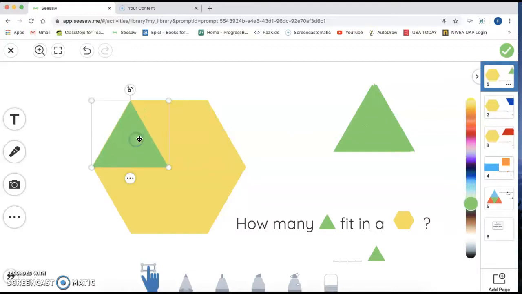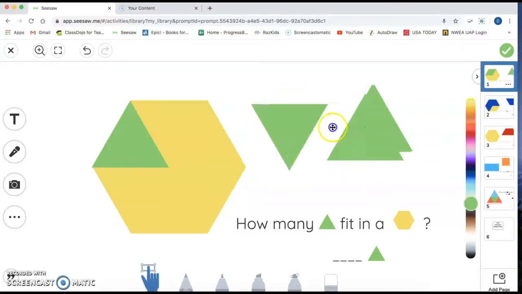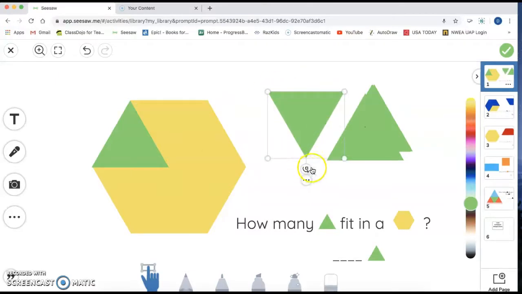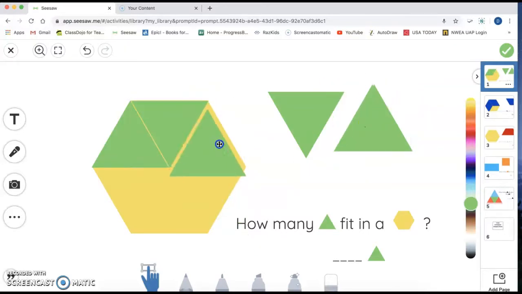So if I moved a triangle there, then you can also change the way the triangle is going by hitting that button. So if I pulled one over and I want it to look like this triangle, I'm going to hit this arrow and it's going to turn my triangle so that way I can fit it in nicely here. And like this, and I'm going to keep doing this until I fill the whole hexagon.